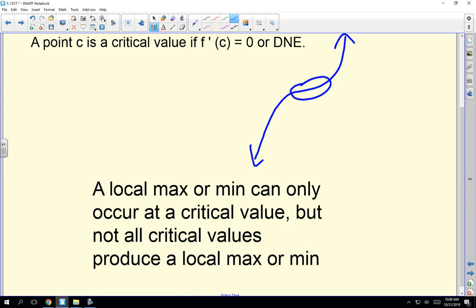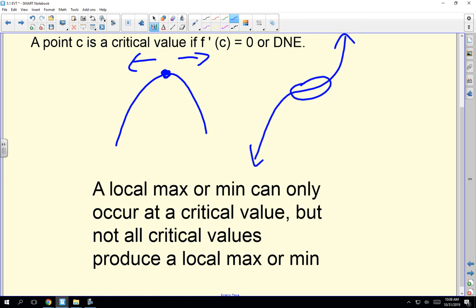So what needs to happen for there to be a local max or min is that there has to be a change to the left and to the right of that local max or min where the function goes from increasing to decreasing or decreasing to increasing. It can't just level out and then start going back up again. That doesn't count. It has to actually change. So a local max or min can only occur at a critical value, but not all critical values produce a local max or min. So that's why I'm calling them potential maxes or mins.